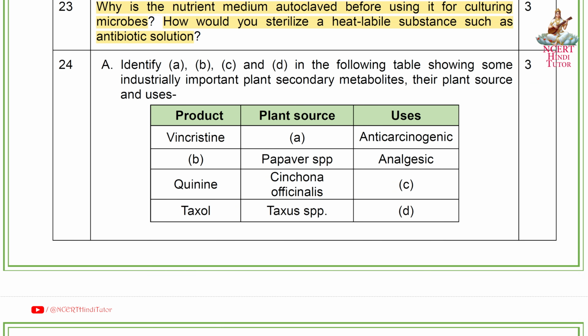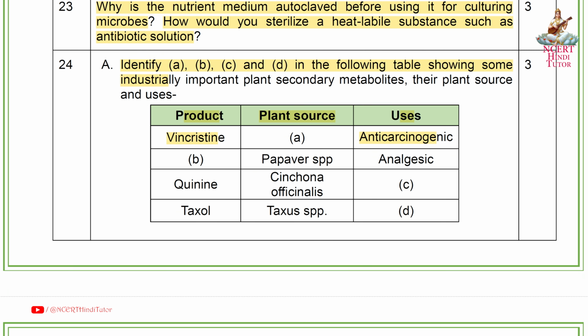Question 24a. Identify A, B, C and D in the following table showing some industrially important plant secondary metabolites, their plant source and uses. So first column is product, second column plant source, third column uses. So friends, answer is first product vincristine, plant source Catharanthus roseus, uses anti-carcinogenic.